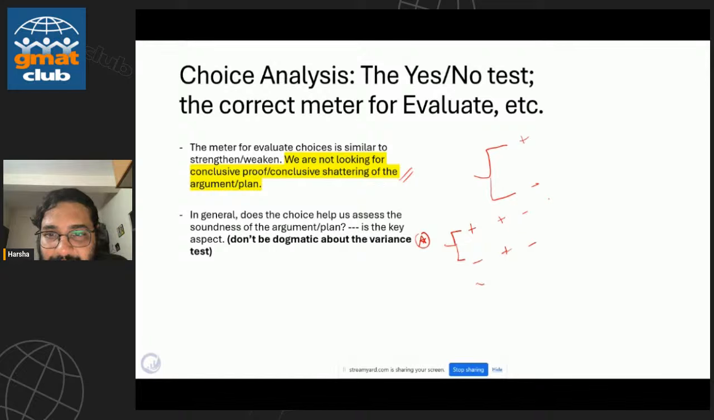Now, you might also have some choices which, in one direction, make you believe more in the argument, and in the other direction, are actually completely irrelevant. You might also have a choice which, in one direction, is absolutely irrelevant. It doesn't work at all.